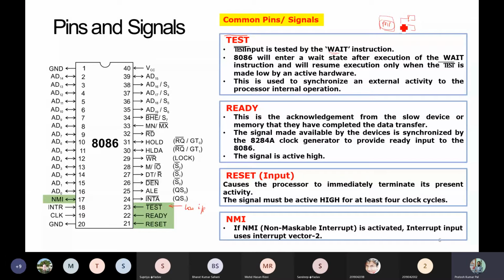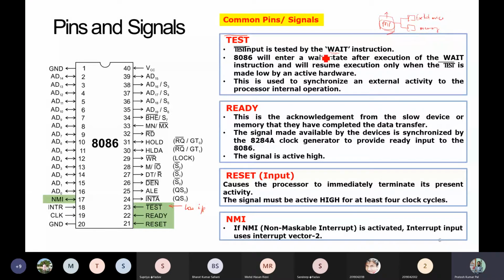Okay, so once it is in the wait state, for the microprocessor to start its execution, this TEST bar input should be given active low. The TEST bar input will be given by an external hardware setup, so that the microprocessor will start its execution in synchronization with the external device, or any memory operation.